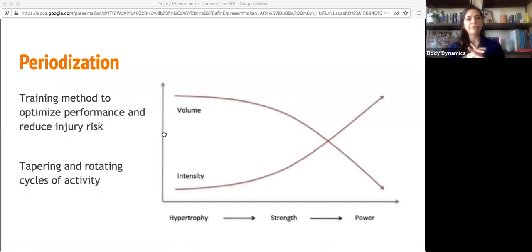So this sort of feeds into something called periodization. I knew I was going to mess this up. We'll just pretend like that went well.